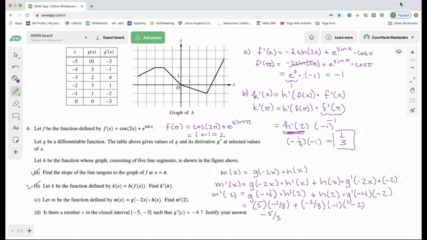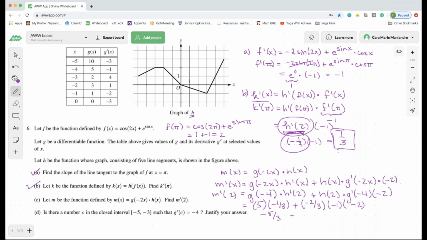Is it possible? Positive 1/3 for h prime of 2. It's a negative slope. This is h, so it's negative. The positive 1/3 was the k prime of pi. So here and here. Okay. Yeah, no worries, no worries. There's a lot of numbers flying around here.